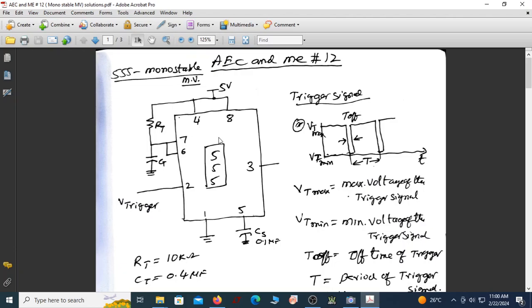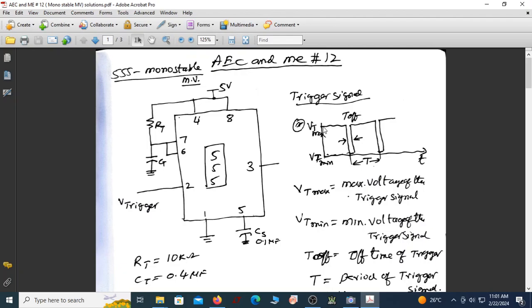This is a circuit diagram of a 555 timer monostable multivibrator. There are some specifications given for this particular circuit. The timing resistor RT is 10 kilo ohm and the timing capacitor is 0.4 microfarad, and this is the trigger signal that we are having.